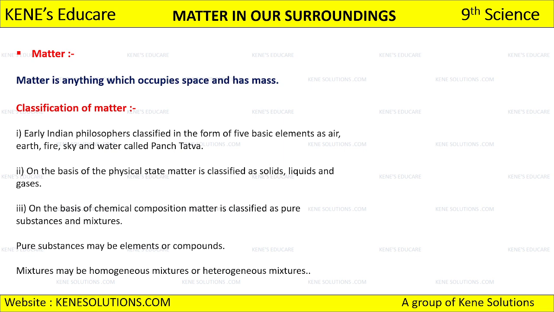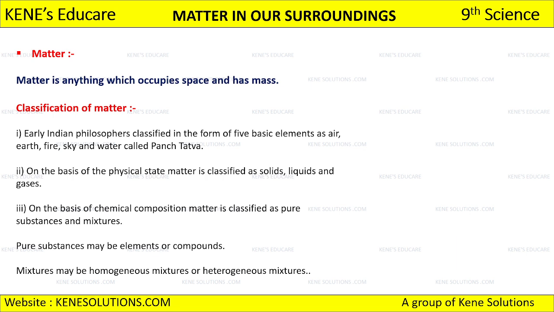So we know that Indian philosophers classified matter as existing in five basic elements, that can be air, earth, fire, sky, water, right? And we know this as pancha tattva. What do we know it as? Pancha tattva, right?